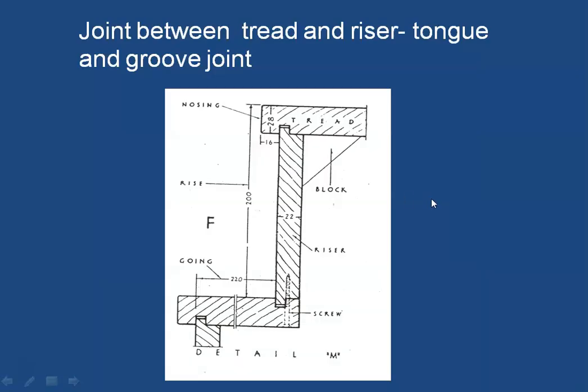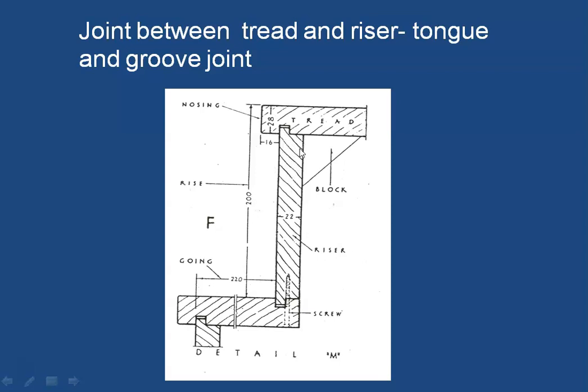Now let us try to see what are the joints between the tread and the riser. What you will see is that in this particular case the tread has been shown. This nosing has been shown here, and instead of a curved nosing, here you are having a slightly small curvature given to the nosing, and you will see that the tread and the riser are fixed with the help of a joint.